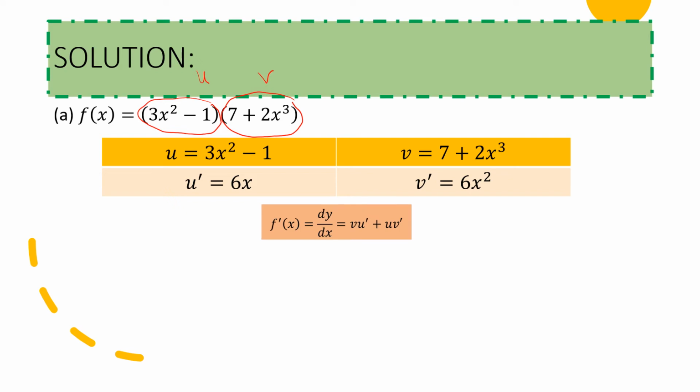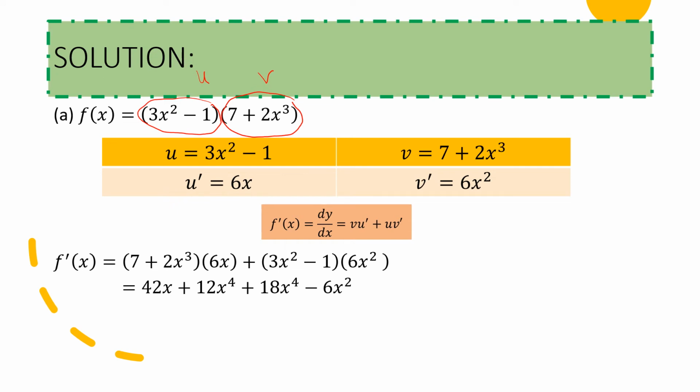So from that, we use the product rule, which is vu prime plus uv prime, to find f prime x. We substitute into that formula and then we expand it. And then after that, we simplify that function. So the answer is 30x to the power of 4 minus 6x squared plus 42x.